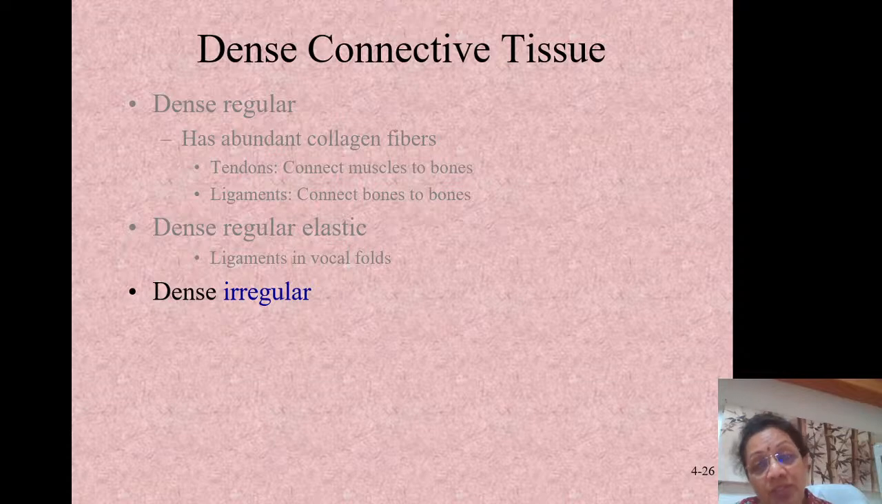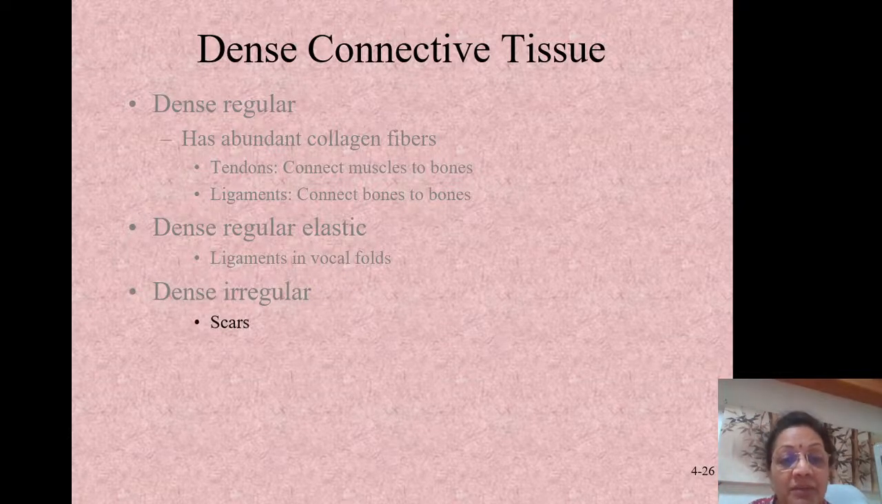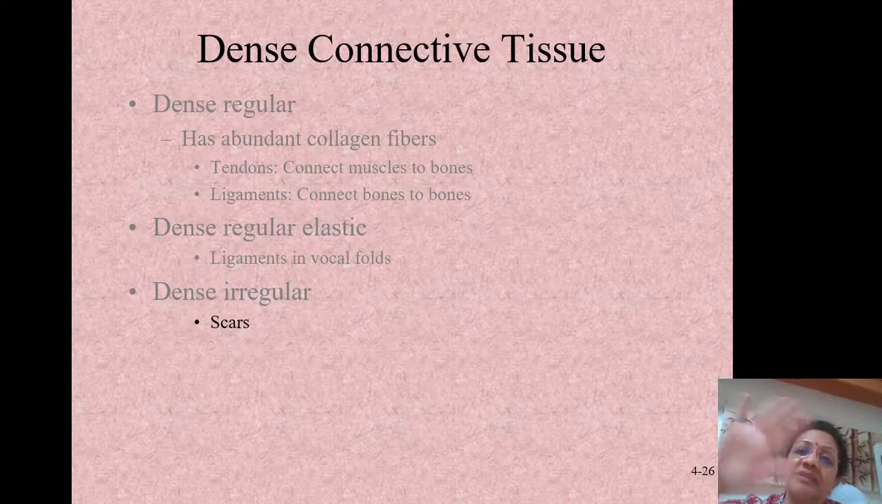Dense irregular tissue is where these proteins are not in any one particular direction. The geometry is not regular. When we say dense regular, we mean that the geometry of the extracellular fibers is very organized. When we say irregular, the dermis we saw in the skin is an area of dense connective tissue, not loose. But it is not regular like tendon and ligament. It is irregular. All the fibers are in all the directions, but densely packed.